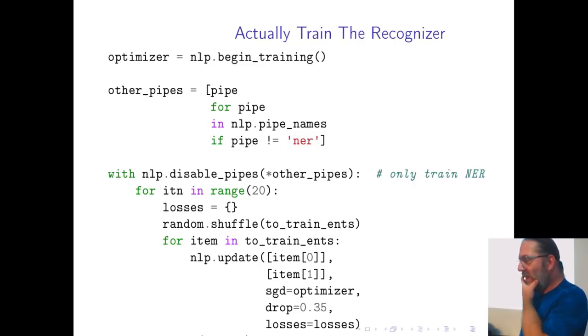Right, so we formatted the data in our toTrain, and we pass it in with the optimizer. The drop is basically the cutoff between whether or not it updates itself. And then we're going to print out the loss. And so let's go ahead and run this thing.